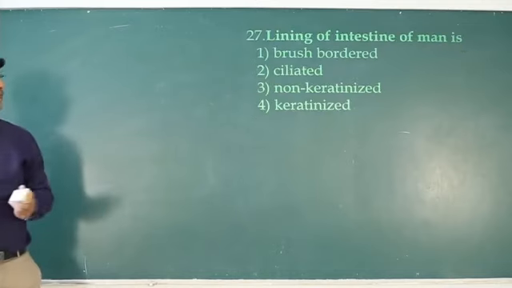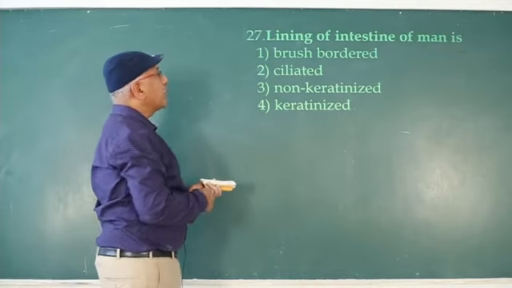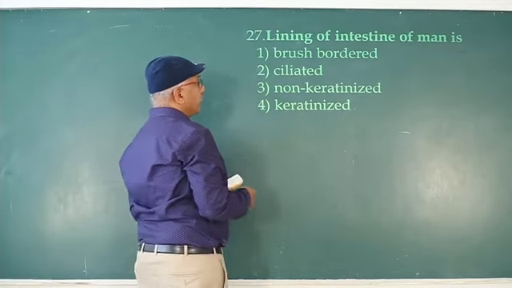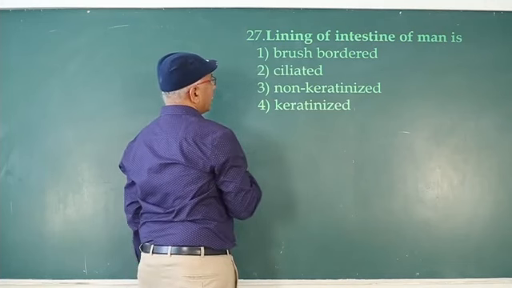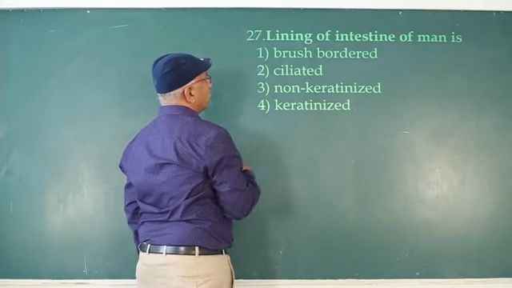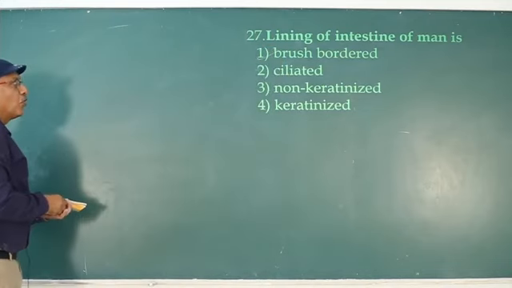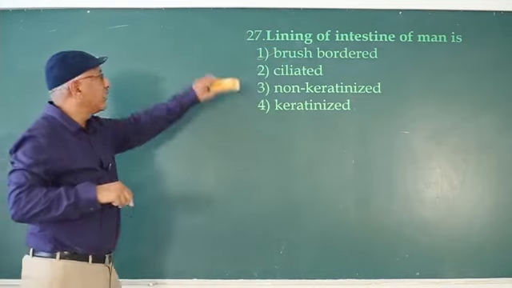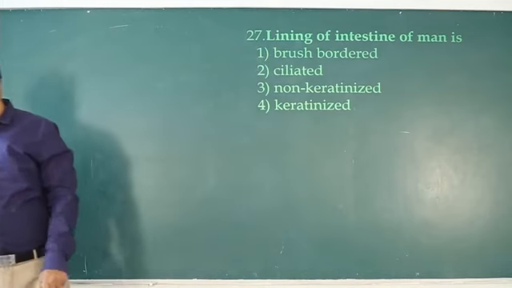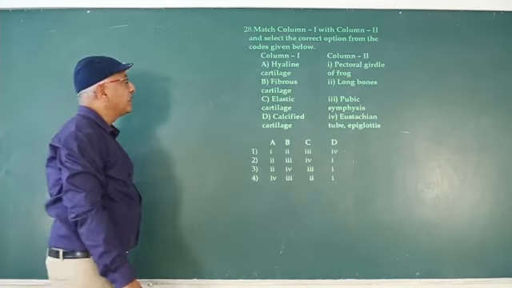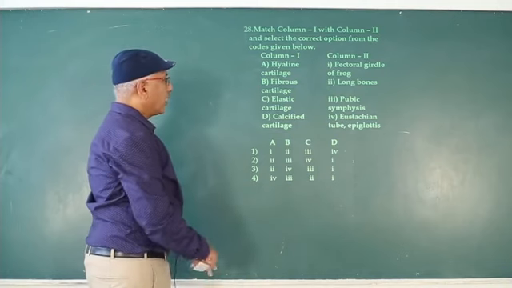Next question is, lining of intestine of man is intestine: keratinized, non-keratinized, brush border. So brush border contains microvilli, which increase the surface area.